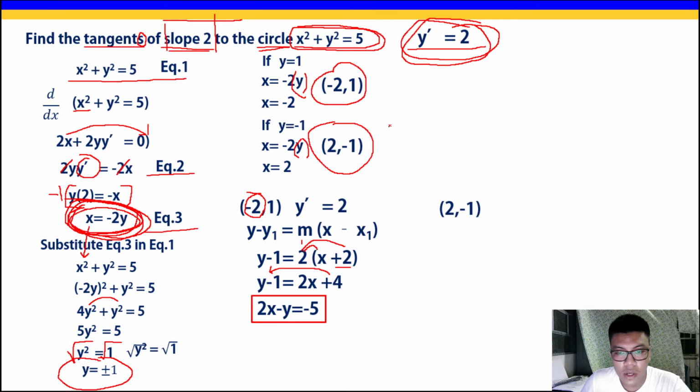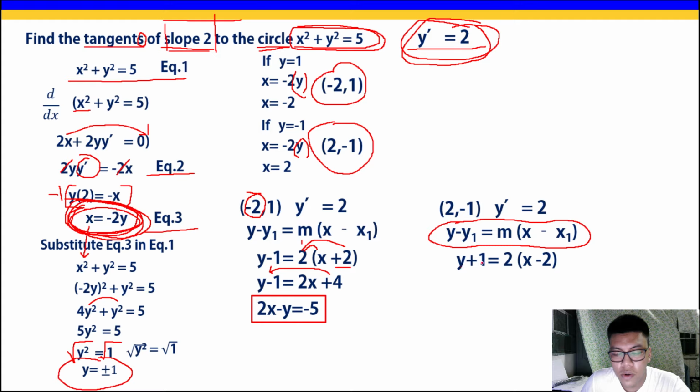Isa pa natin, using 2, negative 1 naman, and y prime is equal to 2, or our slope is 2. Y minus y sub 1 pa rin, or yung ating point slope form, pabalik-balik lang doon, ano? Puro yan yung ginagamit. Yung y sub 1 natin negative, so negative times negative, magiging positive, kaya naging positive 1 ka dito, is equal to, m natin ay 2, times x minus 2. Palit ka lang. So solving, distributing 2, we have y plus 1 is equal to 2x minus 4.